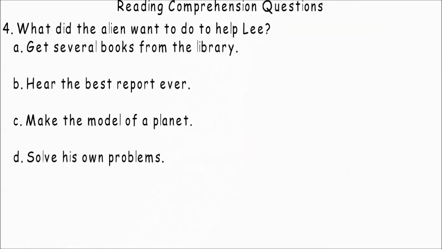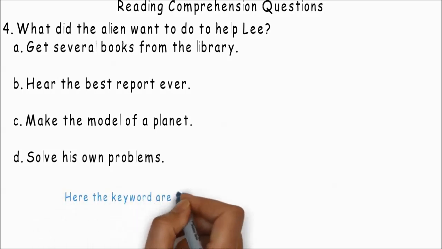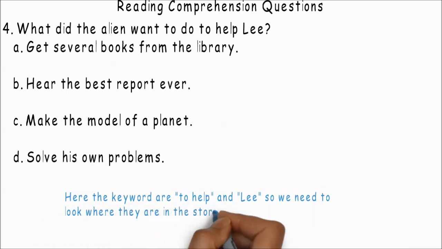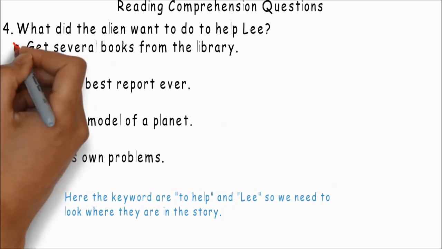Reading comprehension 4. Sorry. What did the alien want to do to help Lee? A. Get several books from the library. B. Hear the best report ever. C. Make the model of a planet. And D. Solve his own problems. Here the keywords are to help and Lee. So we need to look where they are in the story. Remember, you can always go back in the video to look if you're not sure.